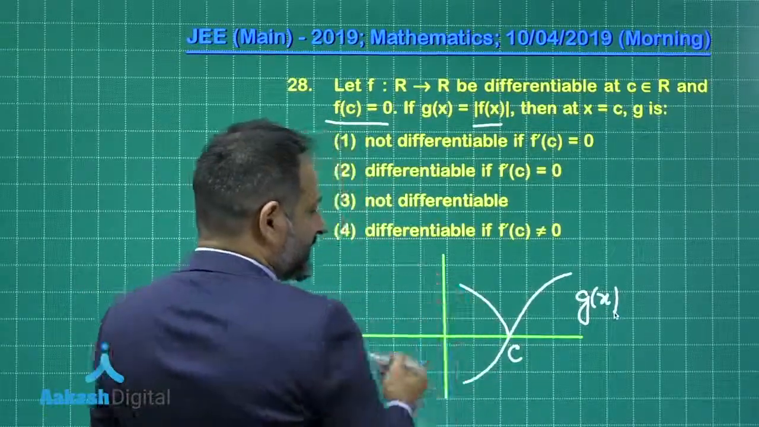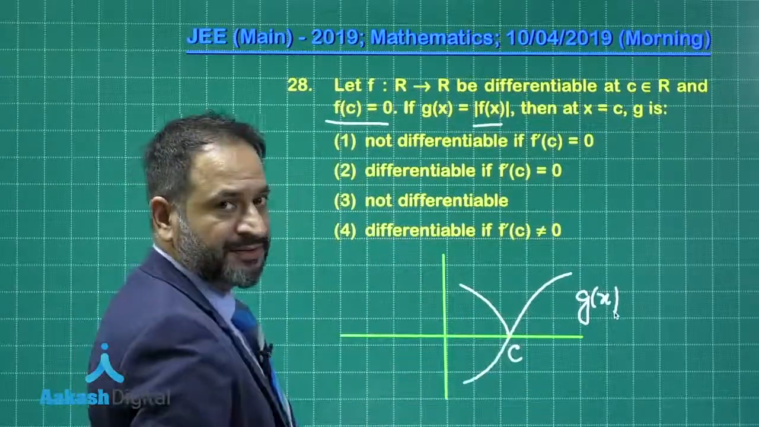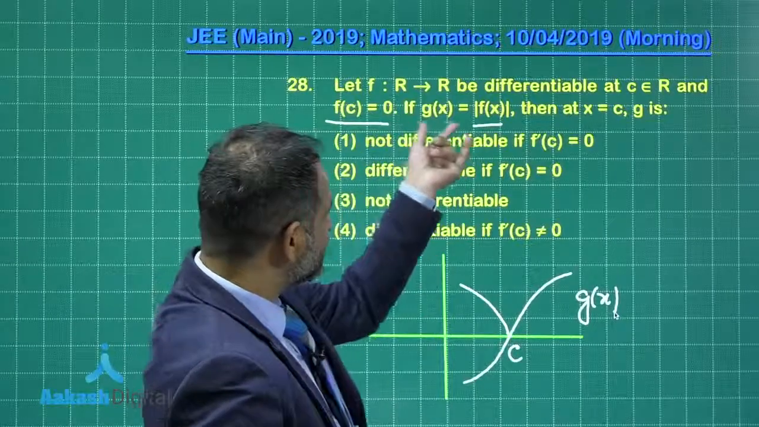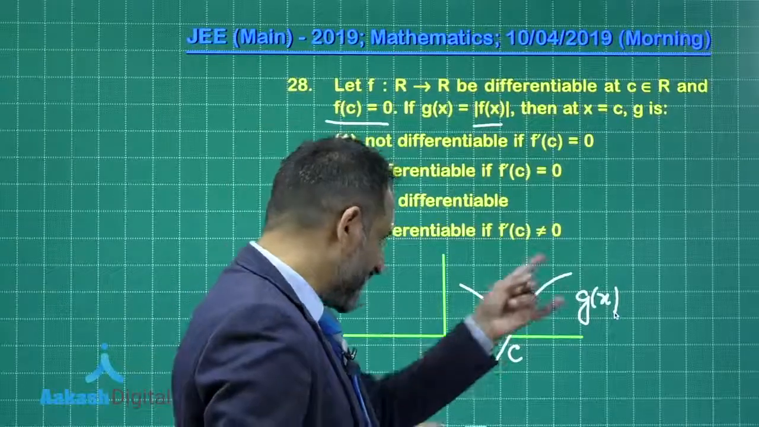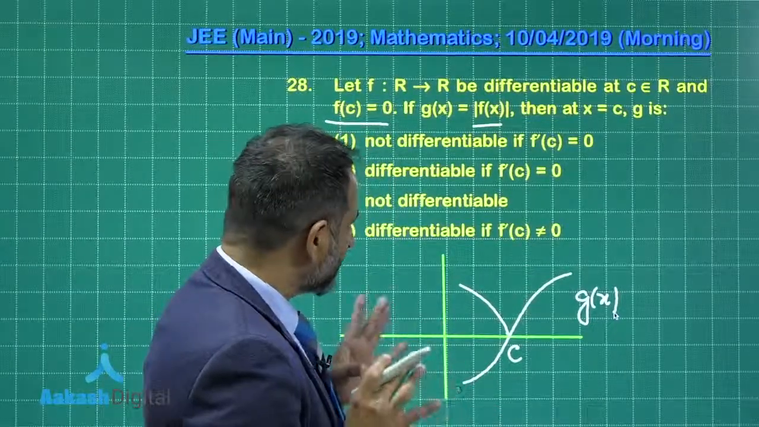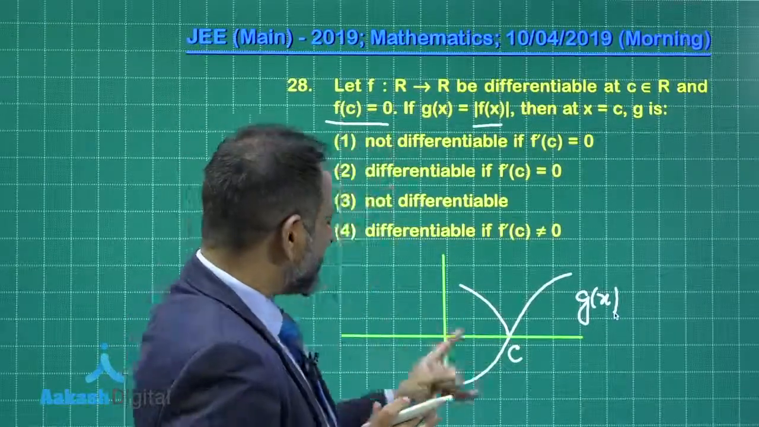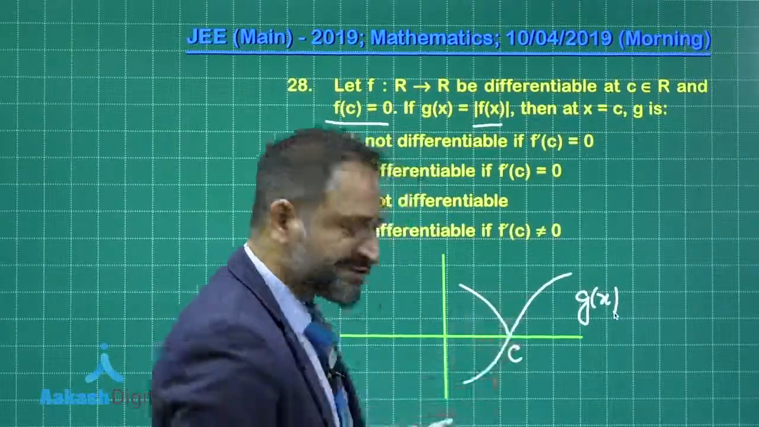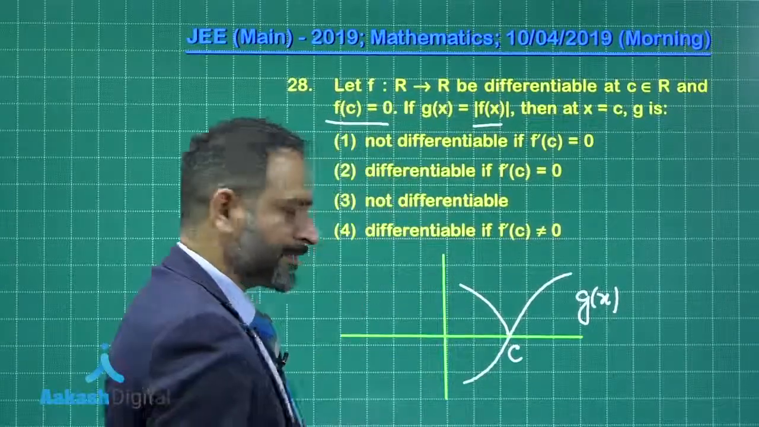We have drawn the image, and you can clearly see there is a sharp turn here. Now there is a sharp turn here, that means this g of x is not differentiable at this point if we have this shape. In this case you can notice that the derivative of function f at c is not equal to 0. It is having a positive slope. So there is a sharp turn.